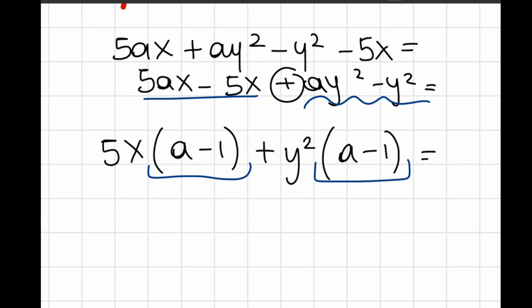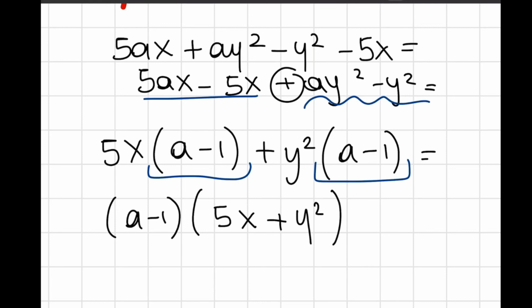So let's get on with this then. Our common divisor in this case is a minus 1, and for our quotient, suppose you have to divide 5x times a minus 1 by a minus 1, you would get 5x. And similarly, if you do that with the other term, you would get y squared. So this is our final factorization.